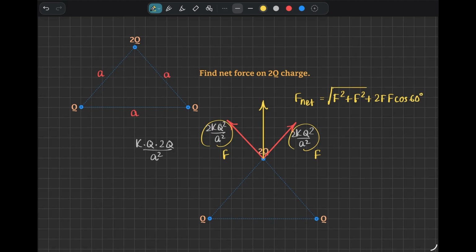This comes to be root 3 times F. So our F net we get as root 3 times 2kq square by a square, which is 2 root 3 kq square by a square. So this is the answer of this question.